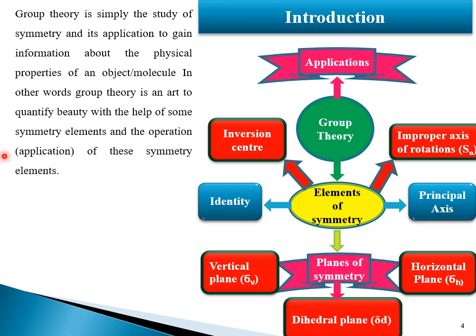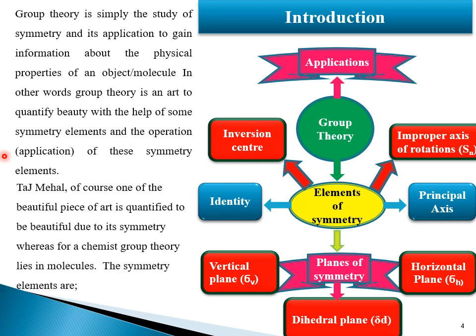Now you know the Taj Mahal, one of the beautiful pieces of art. Why is it so famous? Why is it called a beautiful piece of art? It is because it looks the same when it is bisected, or in other words, when we apply some symmetry operation, it fulfills all the requirements that are needed for a beautiful object.